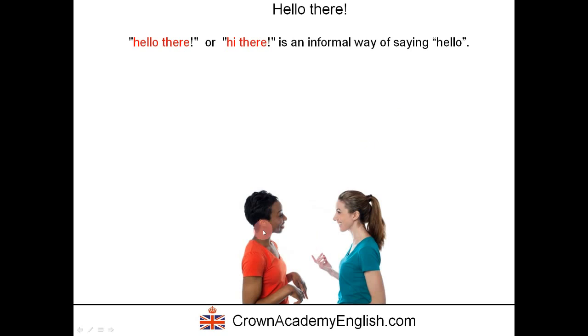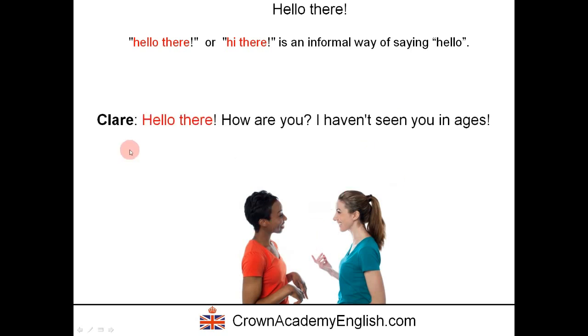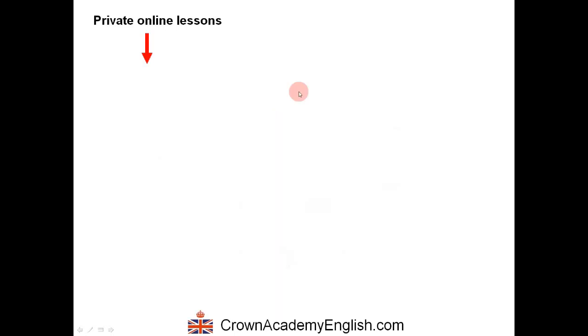So an example between friends. Claire says, "Hello there, how are you? I haven't seen you in ages." And Jane replies, "Oh, hi there, it's great to see you." Okay, so "hello there" and "hi there," it's simply an informal way of saying hello between friends. Okay, so there we are.